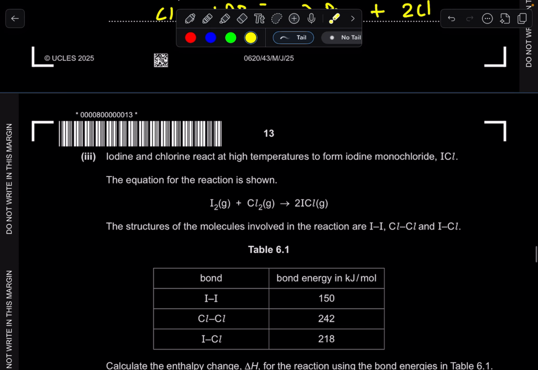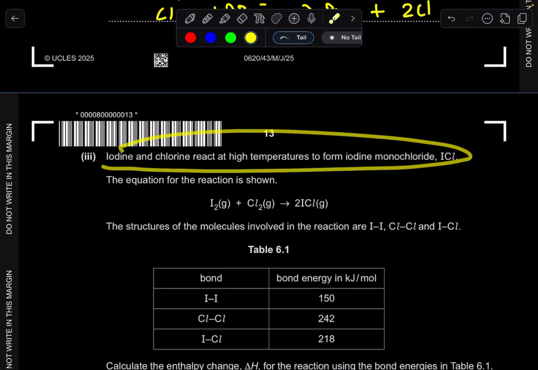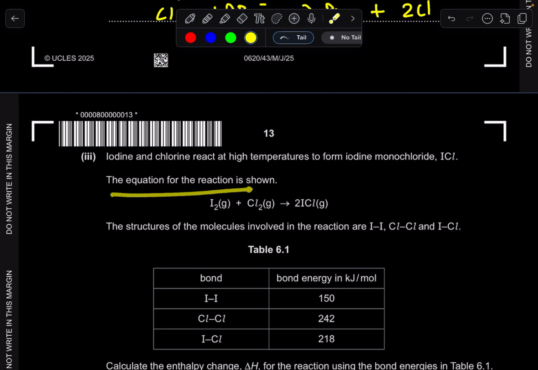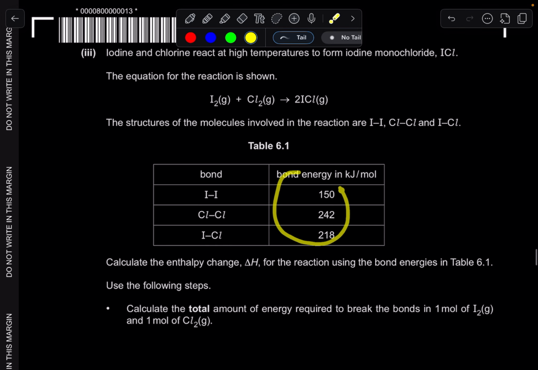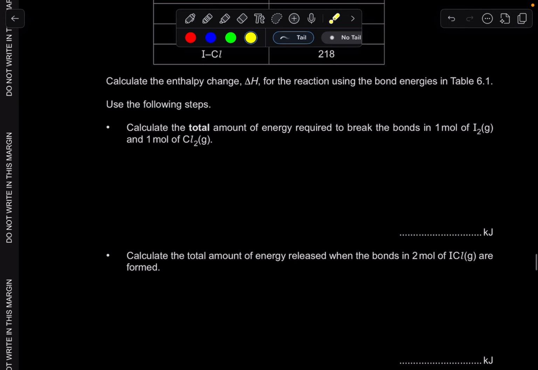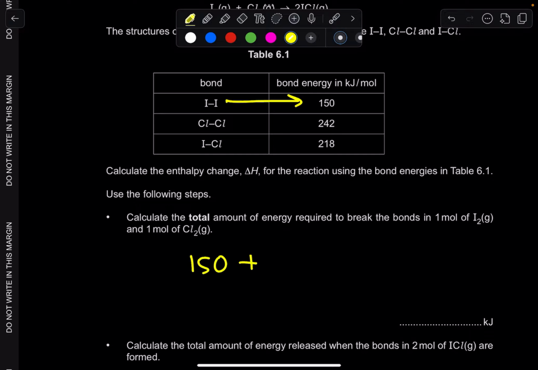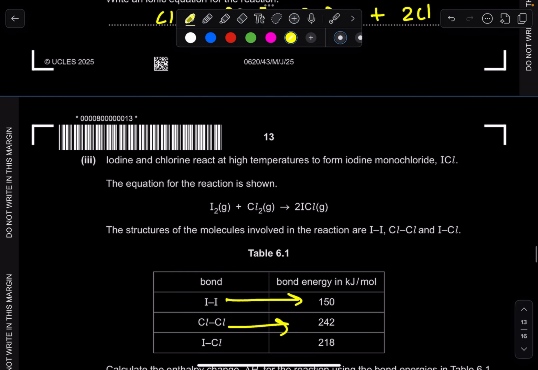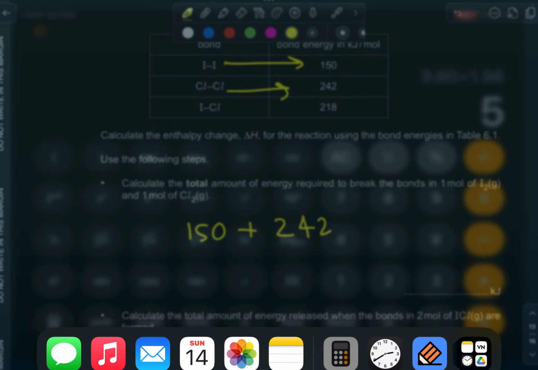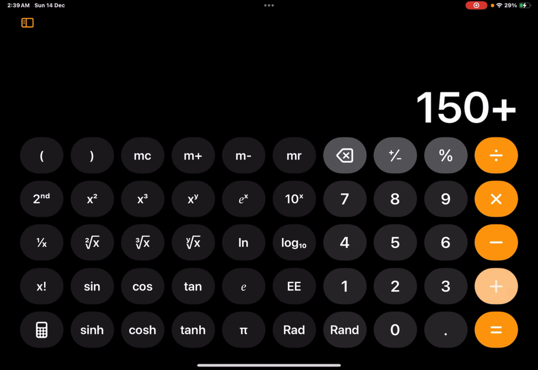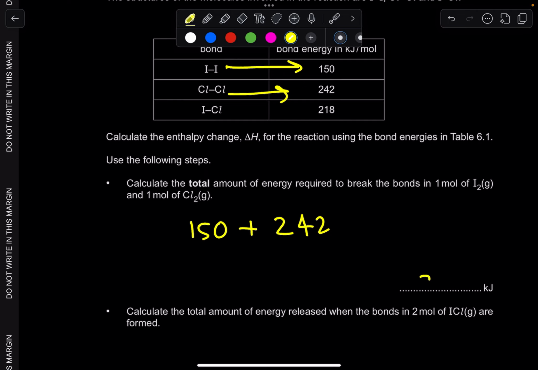Okay, add chlorine to react at high temperature to form iodine monochloride. Write the equation for the reaction. The bond enthalpies are given. Over here we just have to calculate the total amount of energy to break 1 mole of I2 and 1 mole of Cl2. It's given. 1 mole of I2 would mean it's 150 and 1 mole of Cl2 would mean it is 242. So 150 plus 242, and we get 392 kilojoules per mole.